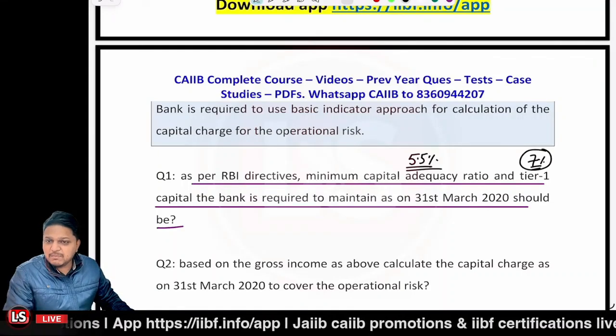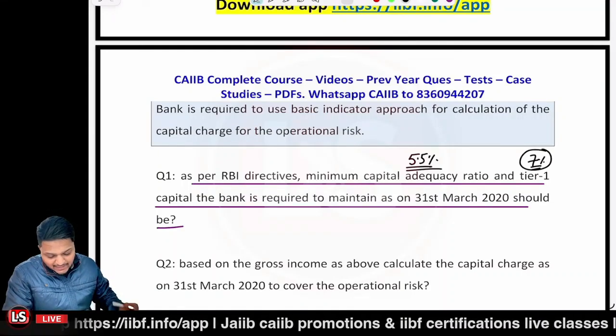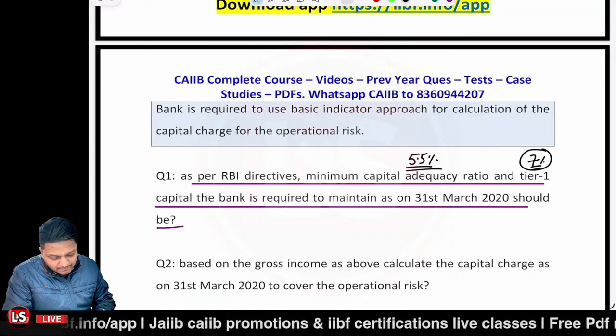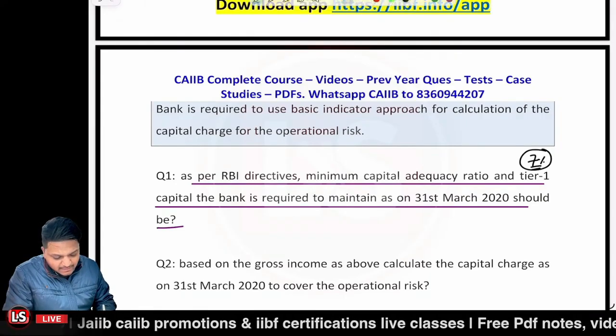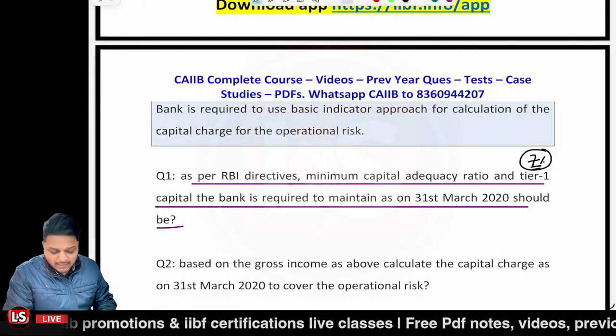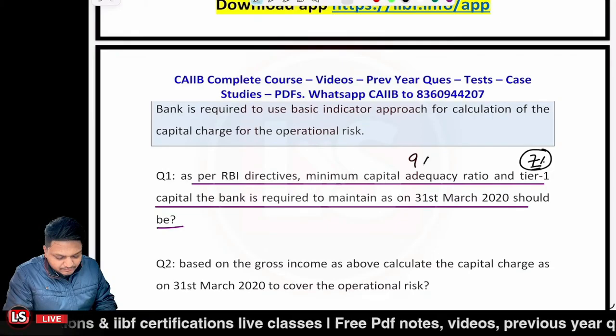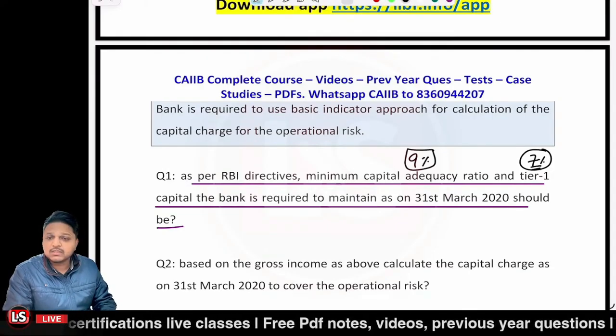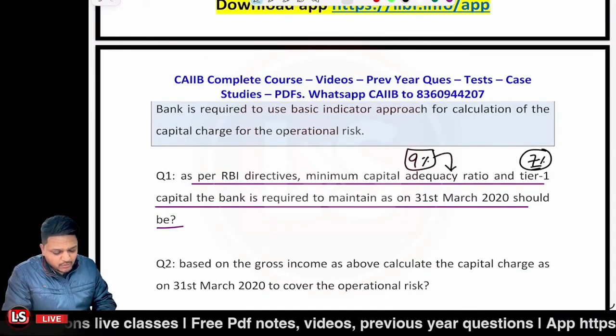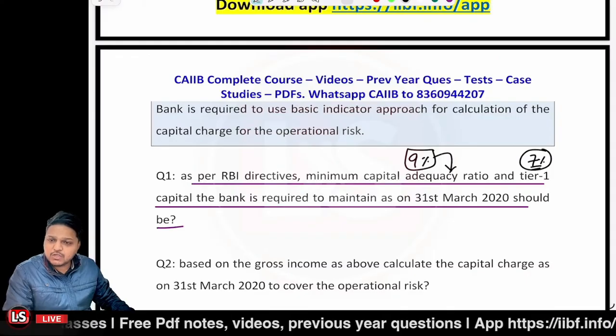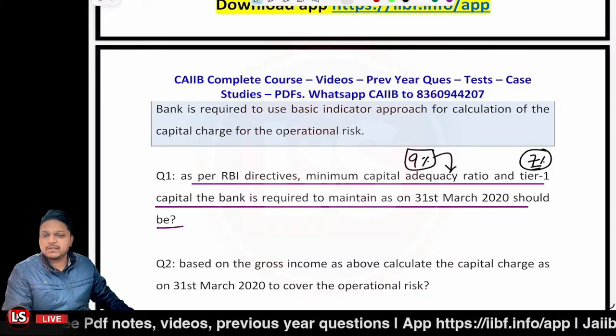But just keep in mind one thing, that here they have told us the capital adequacy ratio, minimum capital adequacy ratio. So minimum capital adequacy ratio is 9%, not about the CET1. They are talking about the minimum capital adequacy ratio. So it will be 9%, right?